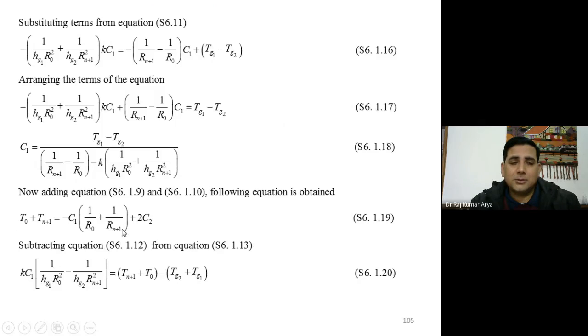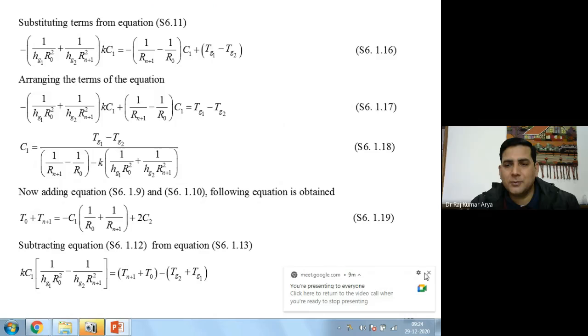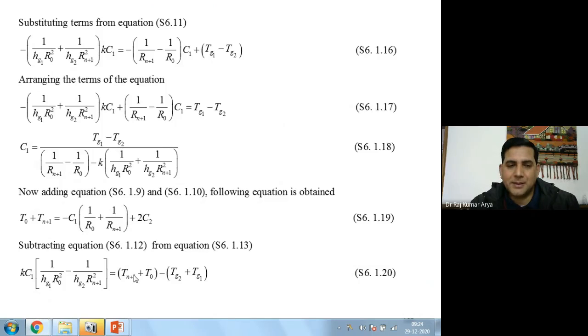Now to get the expression of C2, I added equation 9 and 10, and I ended with this one. Then again I subtracted equation 12 and 13, so I got this one there. This I will substitute here, and this expression I already know from here: T0 plus Tn plus 1, this whole thing would come here. You have this Tn plus 1 here also. Substitute this entire term here. You know the expression of C1, so the only unknown here is C2, and you will get the expression of C2 from here.